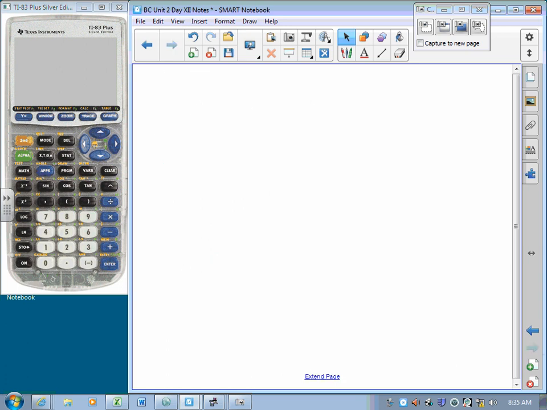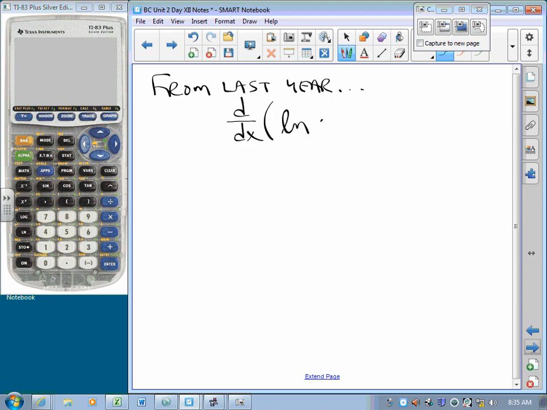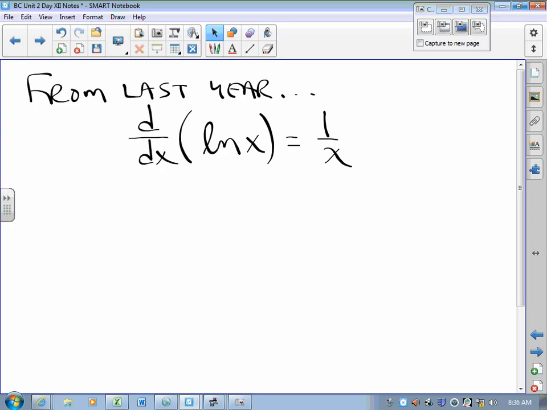Awesome. Well, the other thing we picked up last year in IB Math Standard Level is that the derivative with respect to x of ln of x is 1 over x. And I don't need a graphical argument for this one. We can prove this. We can absolutely prove this, and so I will.